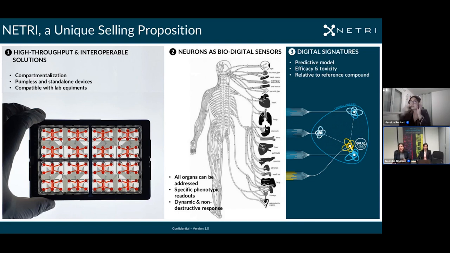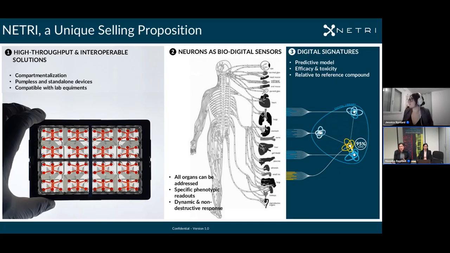In this way, we can see neurons as biodigital sensors. As we know, they interconnect different organs, or they can transfer different messages coming from their environment, whether it's heat or cold, and even vehiculate between different organs.